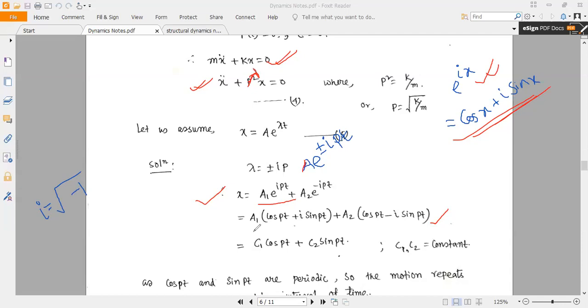then you consider sin pt in common, so it will be a1 into i minus a2 into i. Okay, is it fine? Yes, sir.